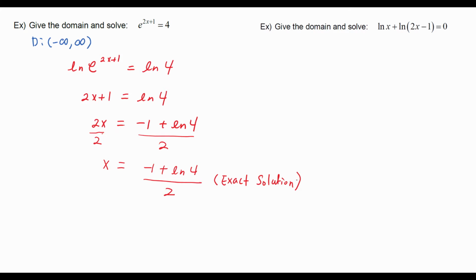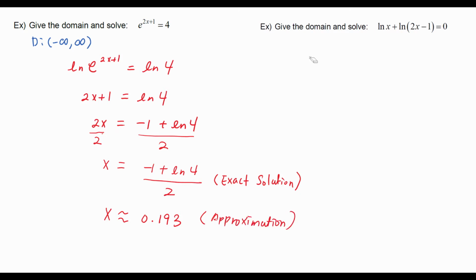However, it's hard to tell what this number is. Then you can use a calculator now. If you would like to approximate to 3 decimal places, x will be approximately equal to 0.193. And it is an approximation.